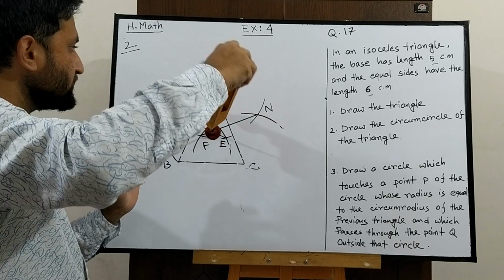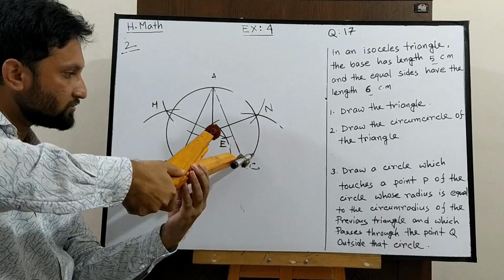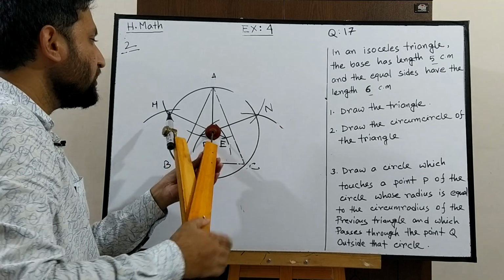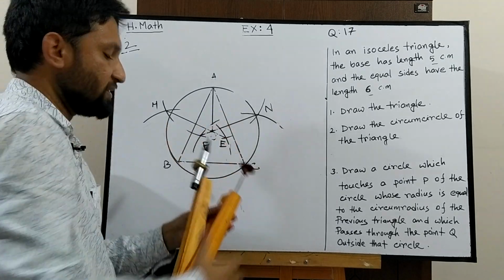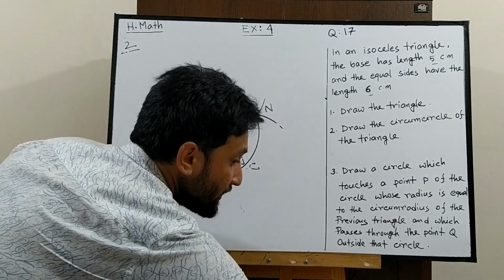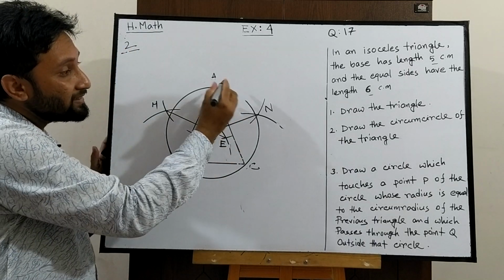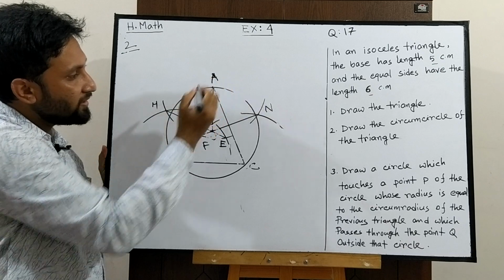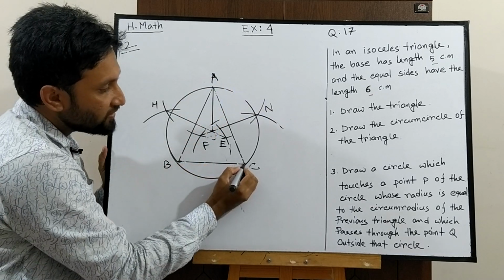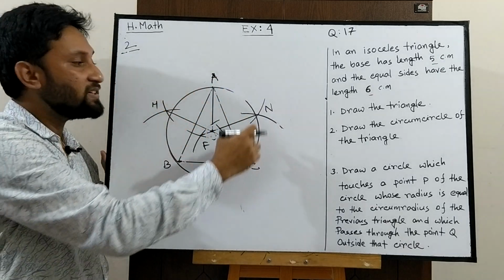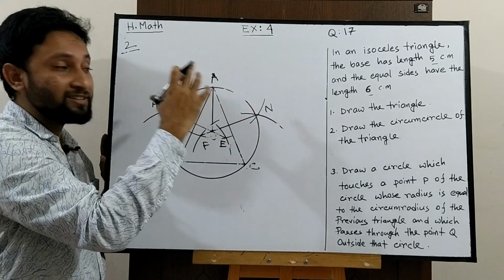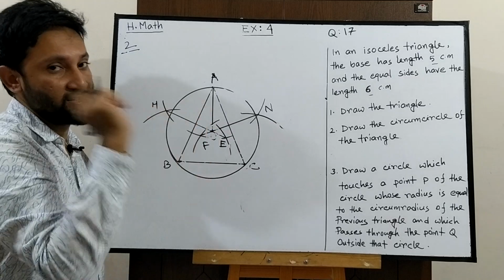Okay, here see that this is the circumcircle of triangle ABC. Which circle? This circle passes through the three vertices, points A, B and C. So it is the circumcircle of this triangle ABC.